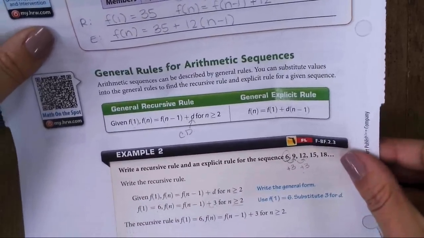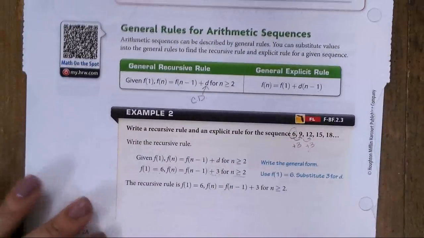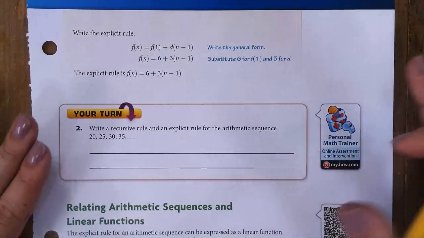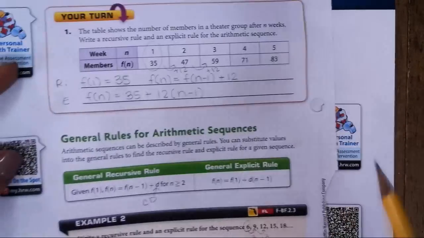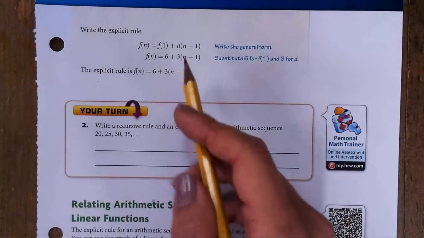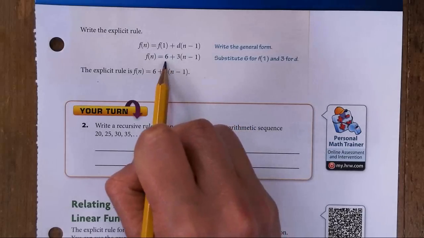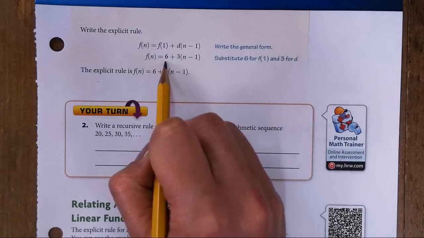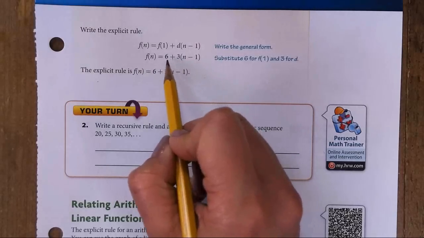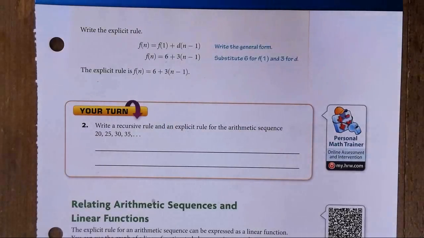Actually, did we go ahead? We didn't write an explicit rule. So let's go ahead and write an explicit rule. Okay, so writing the explicit rule, again, using this general formula, we knew that our first term was 6 and our common difference was 3. So those are the only two numbers that we need to substitute there.